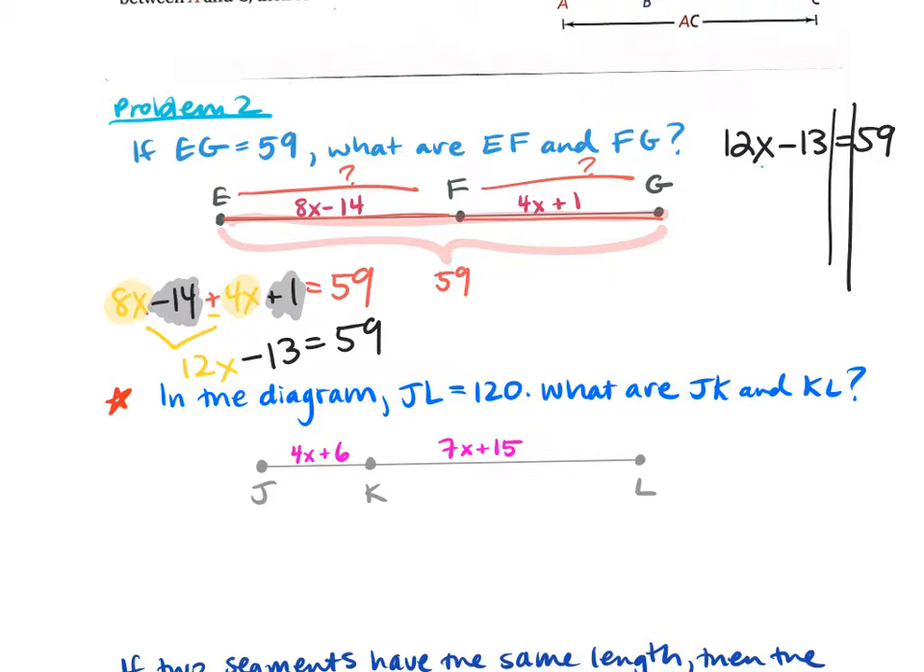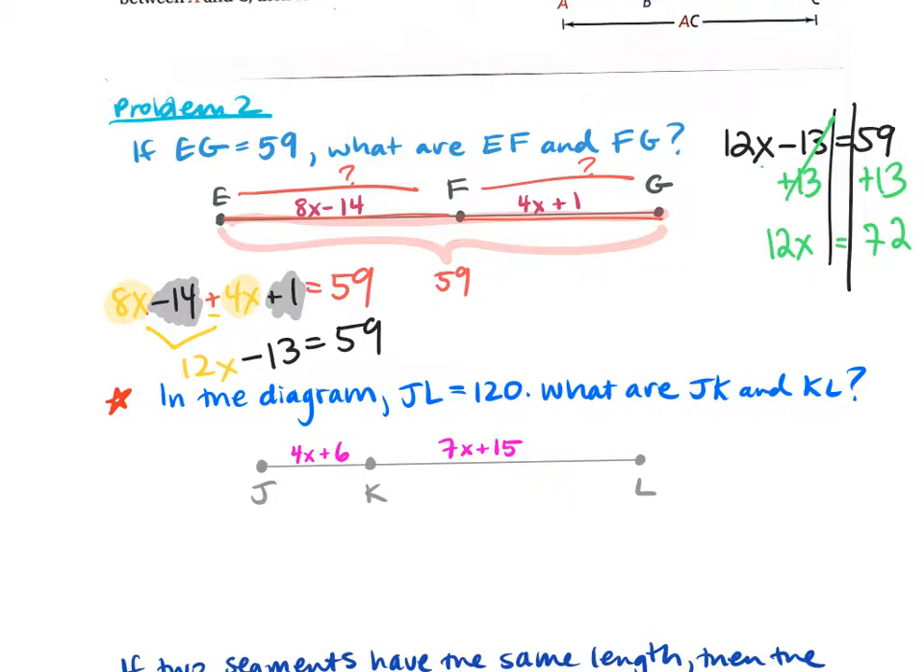So what's the opposite of minus 13? The opposite of minus is plus. We're going to add 13 on that side, but since we're adding 13 to the left side, we need to add it to the right side. And we have these railroad tracks here so we can keep track of where we're adding 13. So 59 plus 13 is 72. Negative 13 plus 13 goes to 0, so you still have 12x on this side.